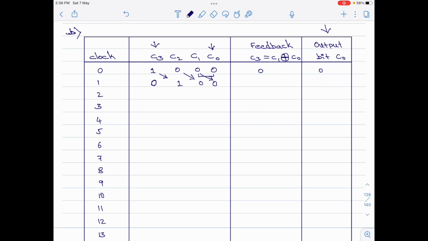Now, repeat the operation, that is compute the feedback, which is C1 modulo 2 addition with C0, which is 0 plus 0, therefore it is still 0. The output bit is C0, which is still 0, so this is also 0. Now, simply repeat the operation. The feedback comes to C3 here, and the rest are moved along. The feedback term now is 1 plus 0 modulo 2 addition, which is equal to 1. The output bit is C0 and is therefore still 0. In this fashion, continue the computation of C3 as well as the output bit till clock number 14.